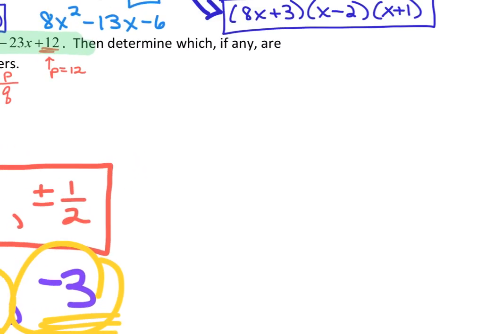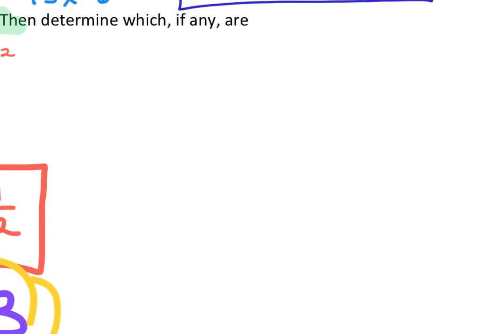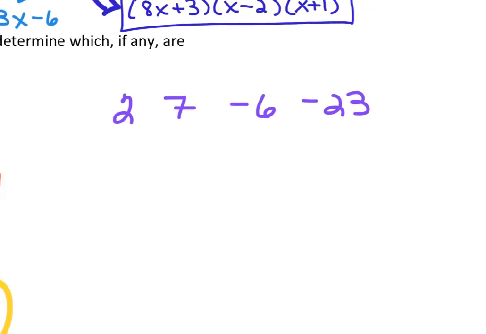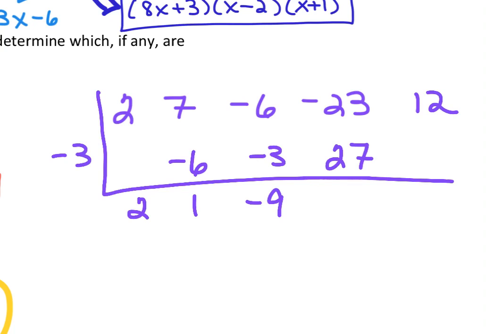So let's divide. I'll divide by the negative 3 first. So my coefficients of my original function are 2, 7, negative 6, negative 23, and positive 12. And I'm dividing by negative 3. Bring down the 2. 2 times negative 3 is negative 6. 7 plus negative 6 is 1. 1 times negative 3 is negative 3. Negative 6 and negative 3 is negative 9. Negative 9 times negative 3 is positive 27. Negative 23 and positive 27 is positive 4. Positive 4 times negative 3 is negative 12.